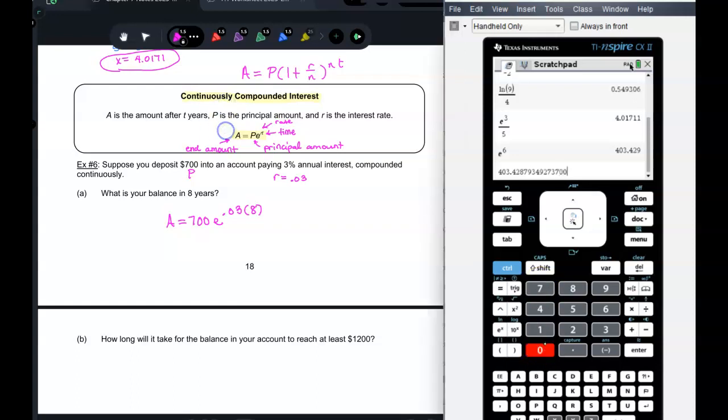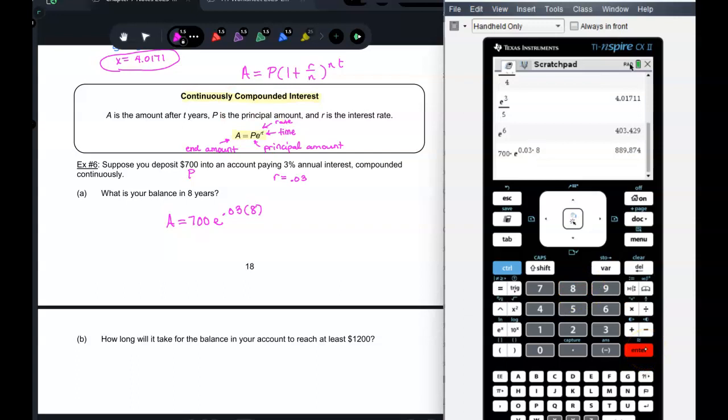So I'm just going to do 700 e, bottom left, two thirds of the way down. It automatically makes it an exponent because it knows you're probably going to raise e to a power.